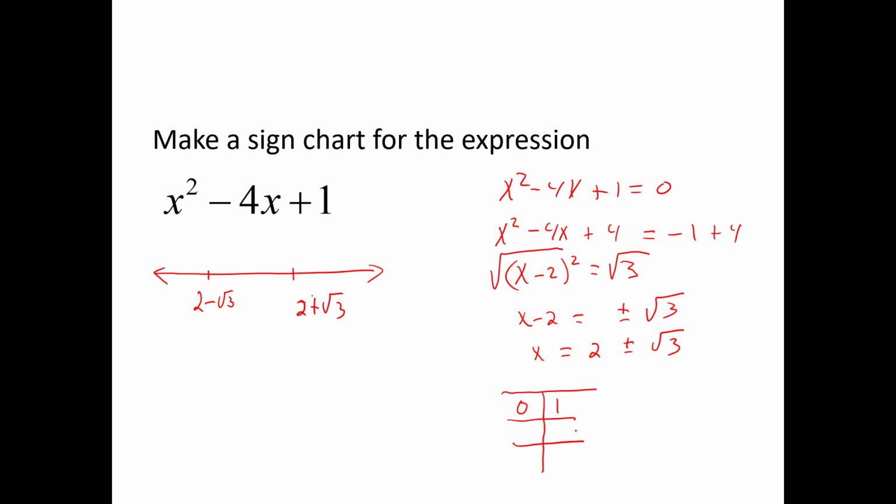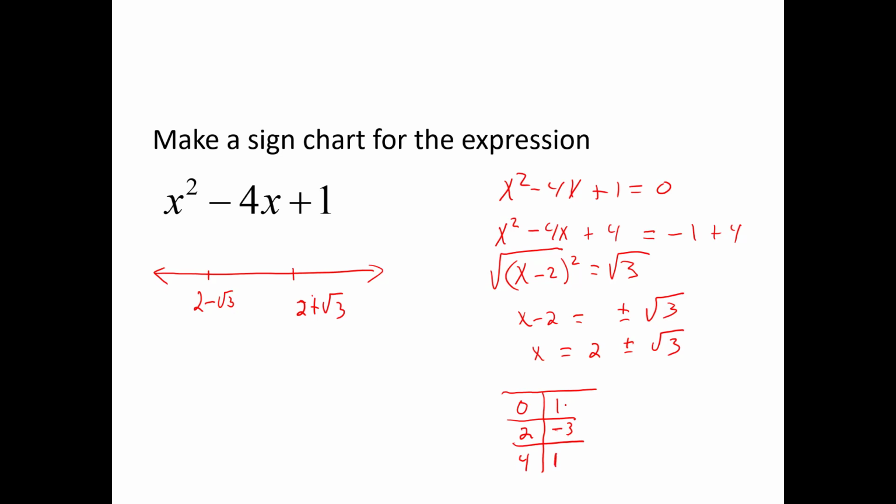Right in the middle of 2 minus the square root of 3 and 2 plus the square root of 3, we could find by adding these two numbers and dividing by 2. And so that would be 2. And when you put in 2, you get 4 minus 4 is 0. So 4 minus 8, which is negative 4, plus 1 is negative 3. And then again, you could put in 4. And then you will get 16 minus 16, which is again 1.